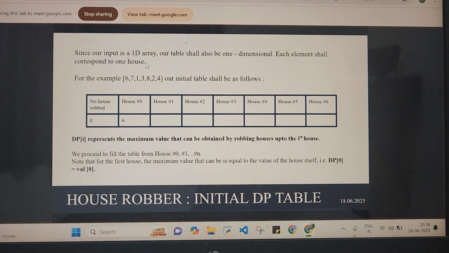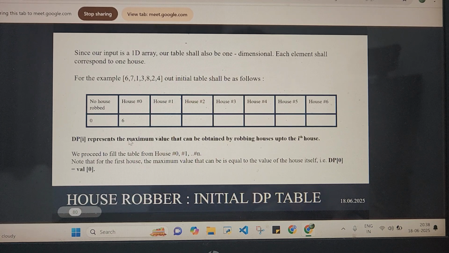So again, we will go back to our basic principle of DP, which said the dimension of the DP table is usually equal to the number of input parameters we get. So here we have just one input, which is an array containing the values of the houses. So our DP table will also be just one dimensional table, or an array you can call it. And for each house you have a column. The base case is of course no house robbed, meaning the value is 0.